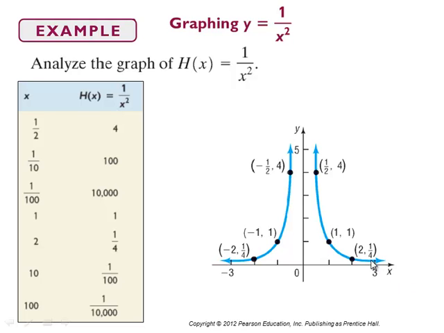You can imagine that this curve will get closer and closer and closer to the x-axis. So what we say is that this horizontal x-axis acts as a horizontal asymptote. And likewise, this vertical y-axis acts as a vertical asymptote as x approaches 0.